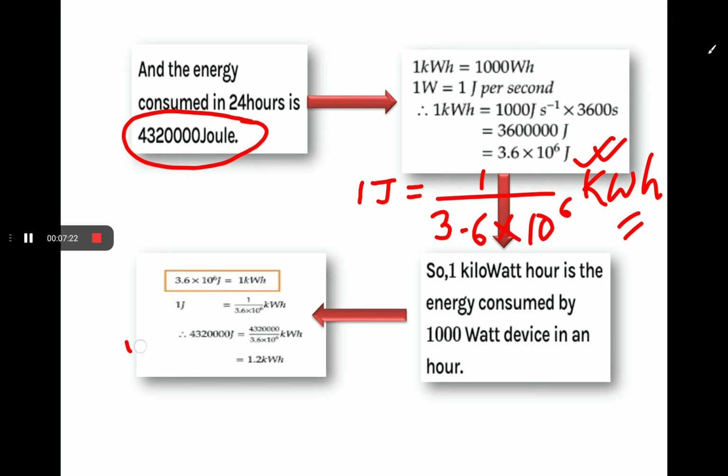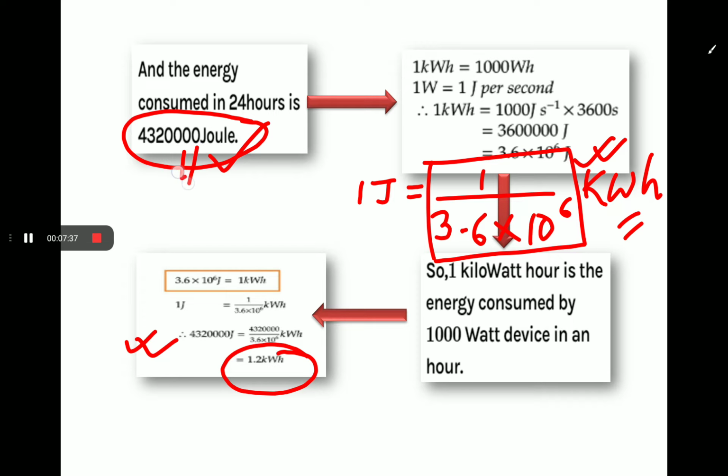Now we have to convert this amount of joule into kilowatt hour. When we multiply this quantity with this amount, we will get 1.2 kilowatt hour. So in this way we can convert joule into kilowatt hour.